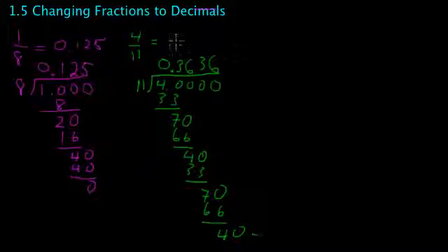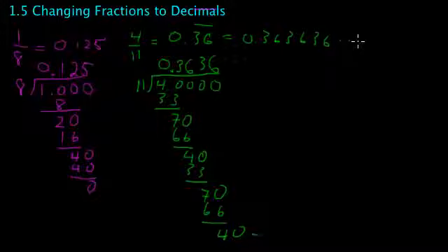Continuing on forever. And how we write that is we write 0.36 repeating, or repetend, by placing a bar vertically above the numbers that are repeating. So this means 0.363636 continuing forever.